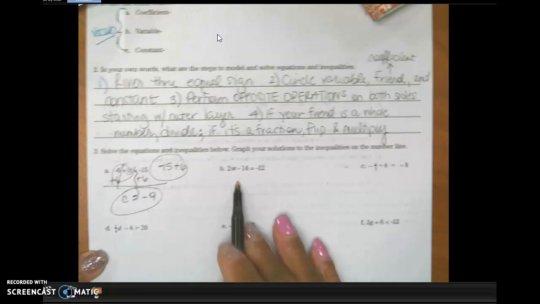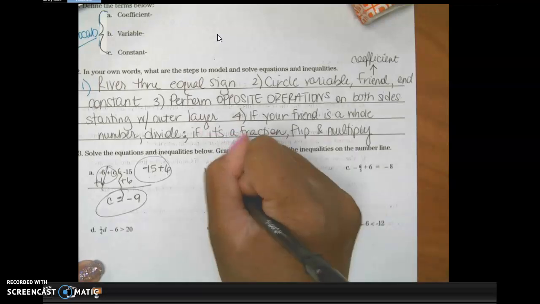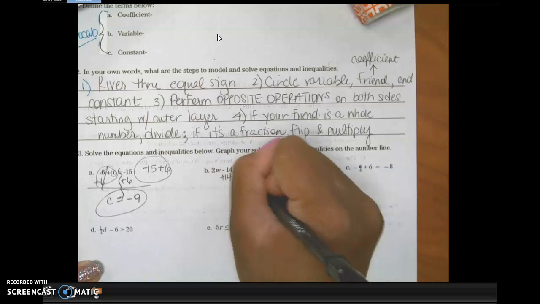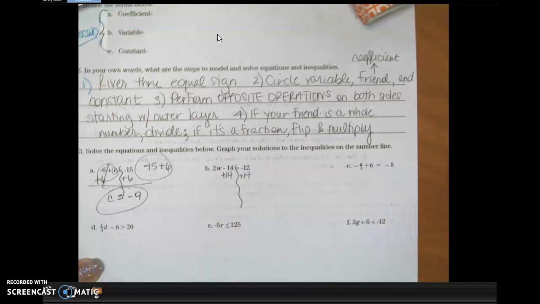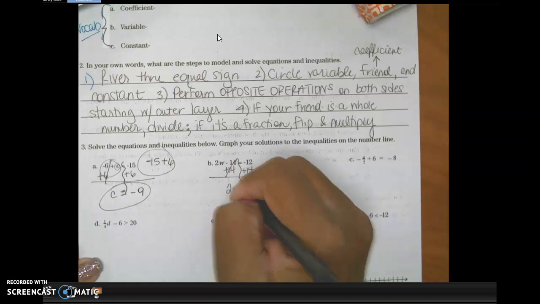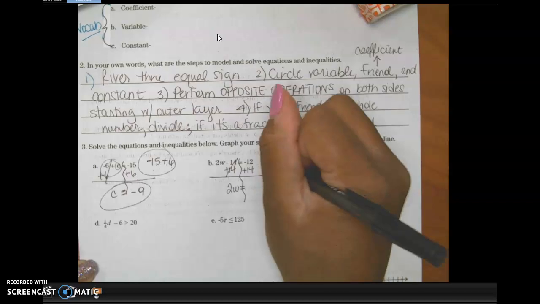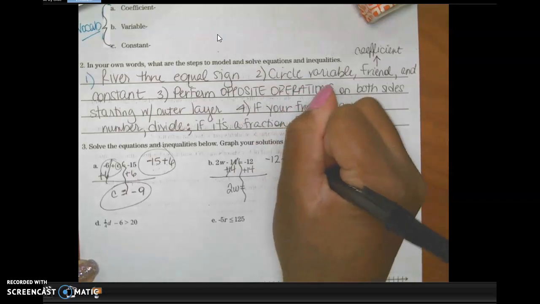There's my answer. What do I do here? 14 is your 14. Positive 14 on both sides. Plus 14, plus 14. Draw river. Yes. Cancel these out. 2w equals negative 12 plus 14. 2, negative 2. No, positive. The problem is negative 12 plus 14.